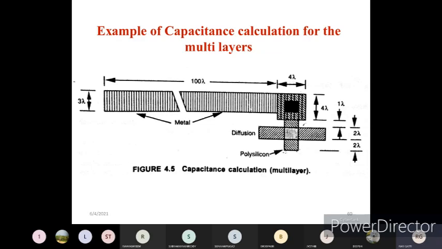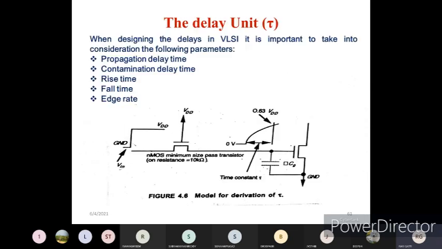Okay, so this is how you are supposed to do the calculation for this area capacitance. The next one is delay unit. Delay also plays an important role when you want to do the calculation, or when you want to measure the performance of the MOS transistor.